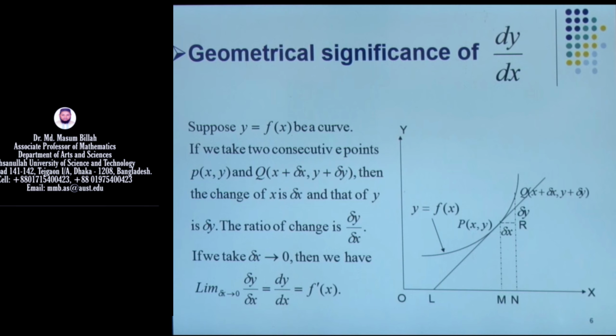And the ratio of change is delta y divided by delta x. When Q moves to P, delta x tends to 0, and we have the limit as delta x tends to 0 of delta y divided by delta x equals dy/dx. It is the Leibniz notation here, and we can note here that dy/dx equals f prime x.